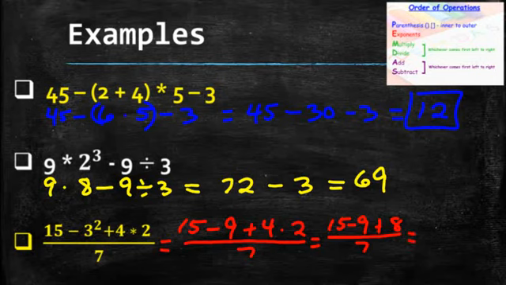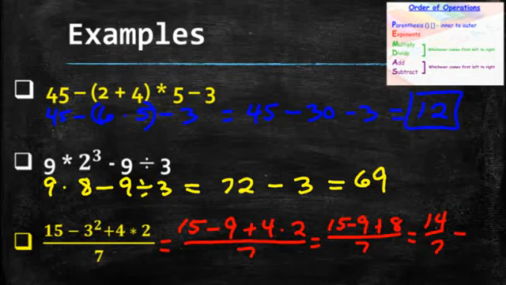15 minus 9 is 6. 6 plus 8 is 14. 14 divided by 7 is 2. So my answer is 2.